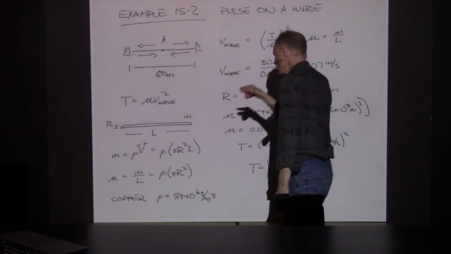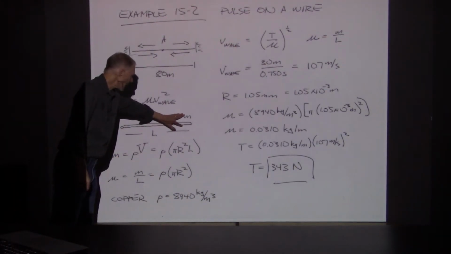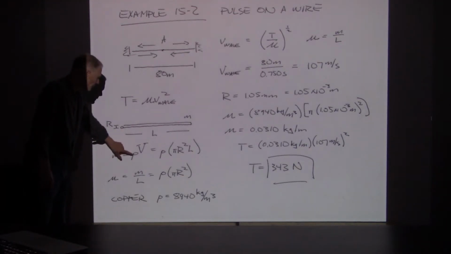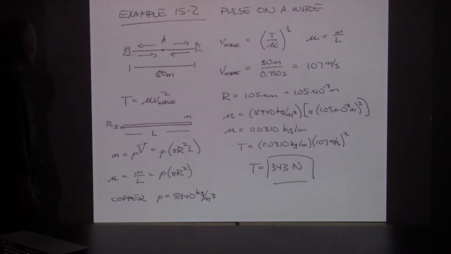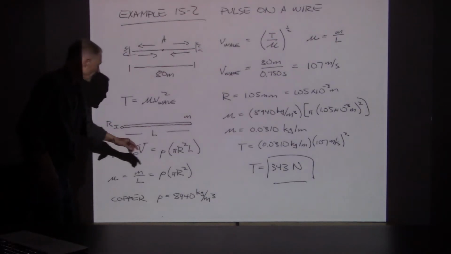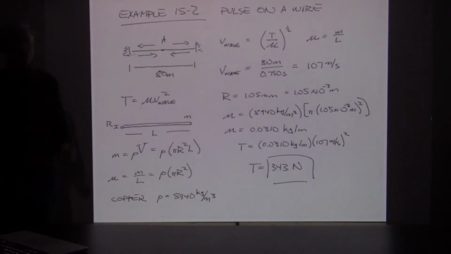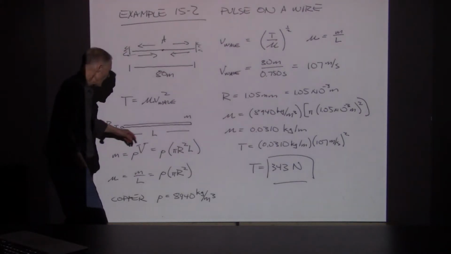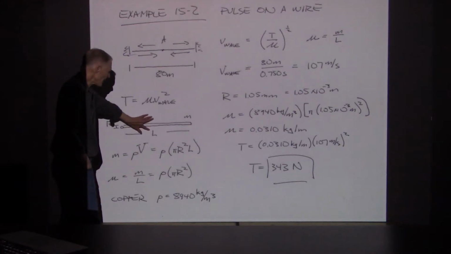So what we've said is, let's say the string has a certain mass. The mass is going to be the density times the volume. Now, the density is going to be the density of copper. I looked up the density of copper. Oh, it's down at the bottom. So here it is, 8,940 kilograms per cubic meter. So I have to put in the density of copper. That tells me how much inertia there's going to be. And then I have to find out what the volume is of that string.